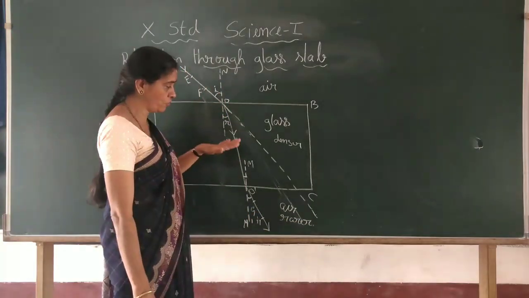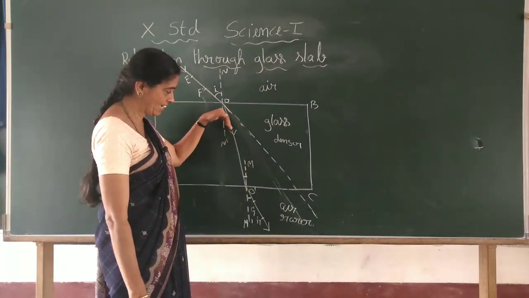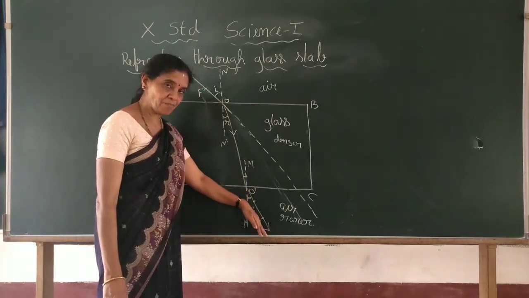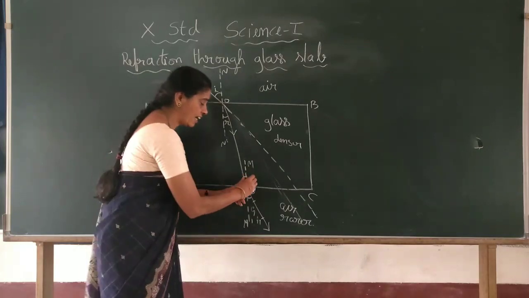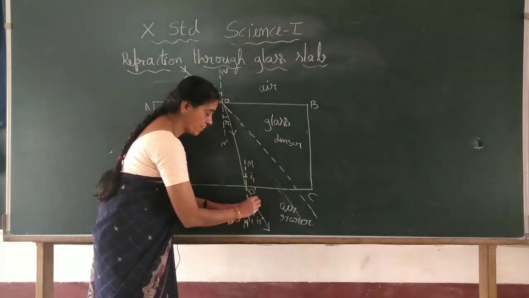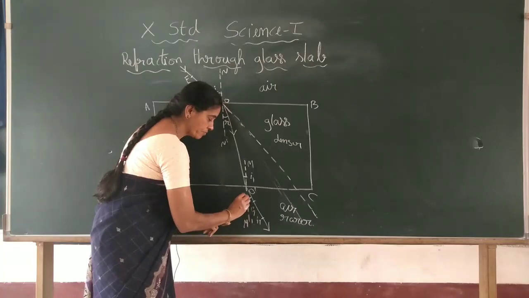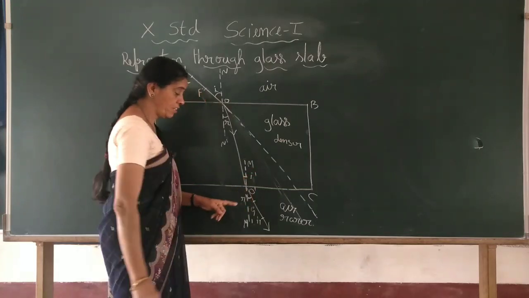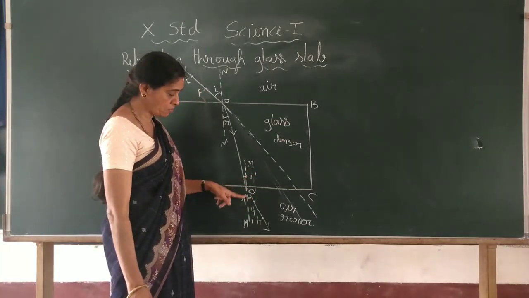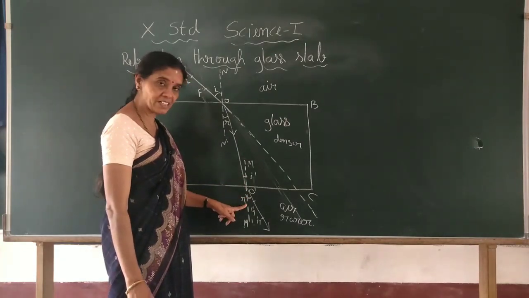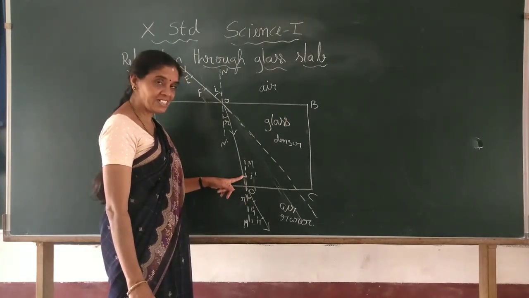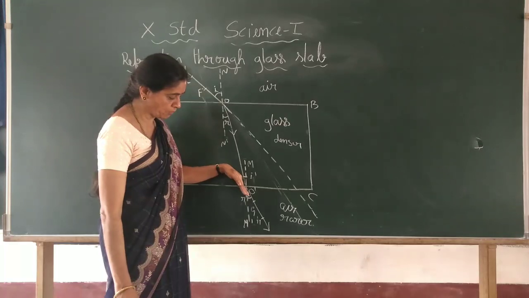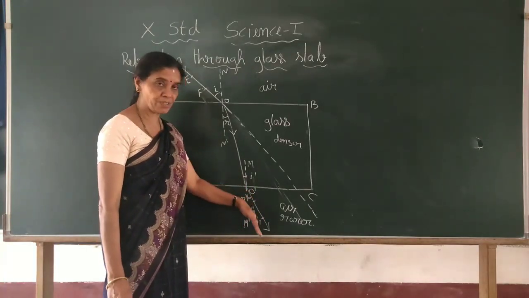So light is traveling in the denser medium and it is moving towards the rarer medium, air. Now see, this is the angle of incidence, I dash, and this is the angle of refraction, R dash. Here, which value is bigger, I or R? R is bigger, right? And I is smaller. If you observe, this ray after refraction will move away from the normal.